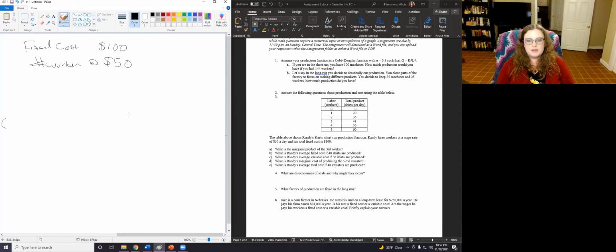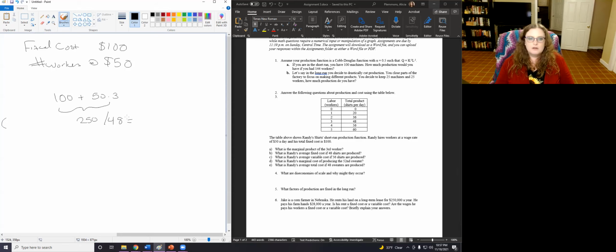All right, for B, what is Randy's average fixed cost if 48 shirts are produced? So let's see, if 48 shirts are produced, we're right here. We know that we have 3 workers. So that means that it's $100 of fixed cost plus 50 times 3, because it's $50 that we pay for each of those 3 workers. This together equals 250, which we're going to divide by 48. I don't have a calculator on me, but I think that equals 208.